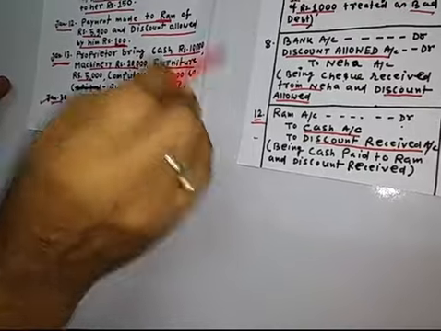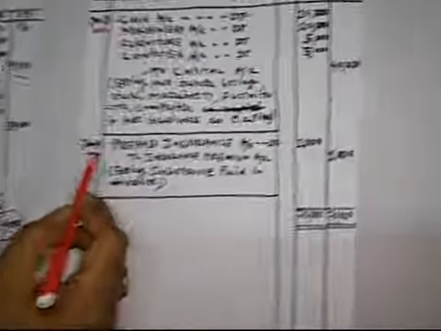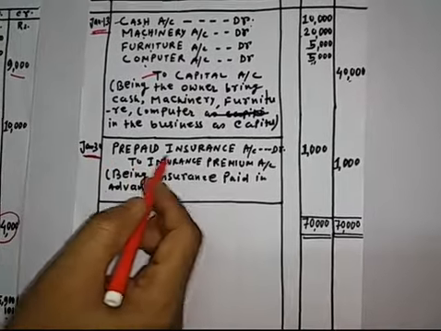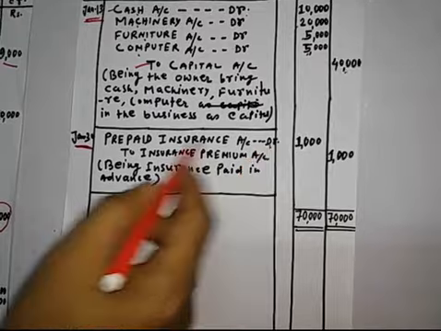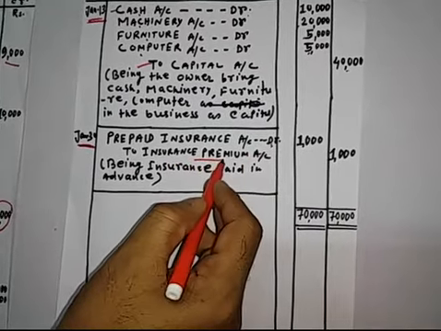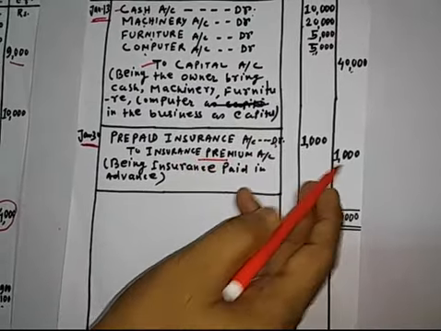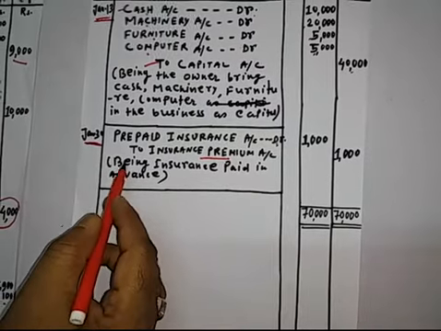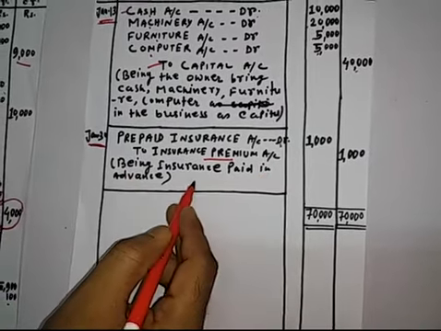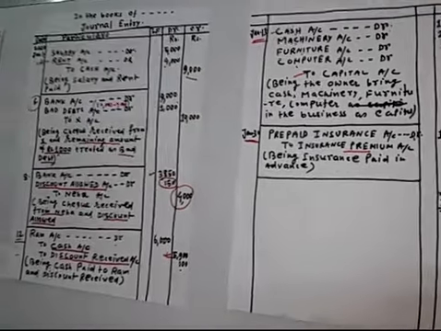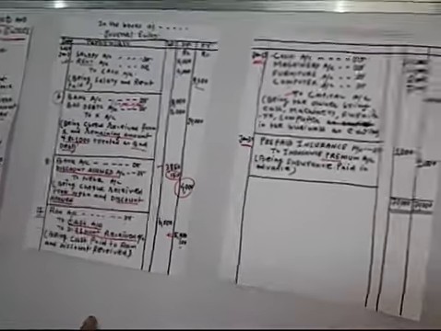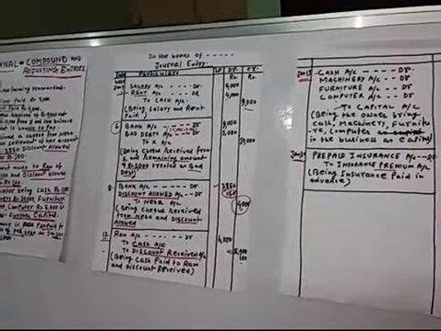Now you go to the journal entry. Here you see Jan 30. Okay. So prepaid insurance account debit to insurance premium account. Here you write the narration, being insurance paid in advance. So clear on this part. So these are good examples of transactions of compound and adjusting entries.